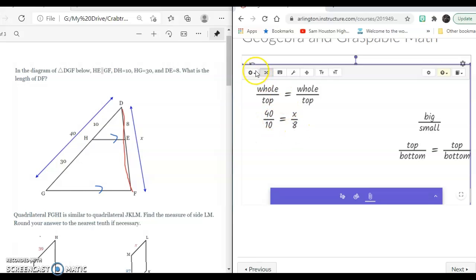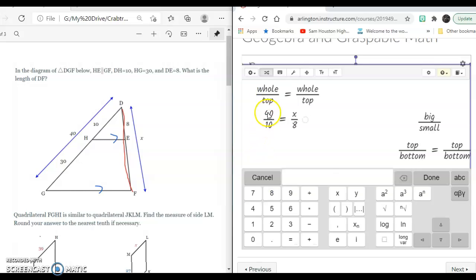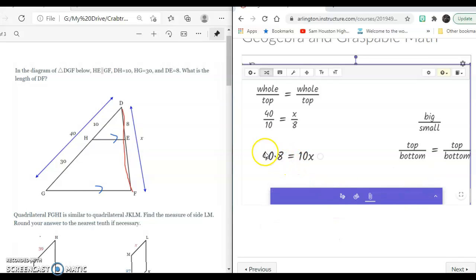Okay, so that's what we're going to start out with. Now, how do we work that, guys? We cross multiply. We take the 40 and multiply it times the 8, and then we're going to set that equal to the 10 times x. Just cross multiply. It doesn't hurt to just write it out. I know how you like to do shortcuts and things of that sort. Okay, so then we're going to multiply and then divide both sides by 10.